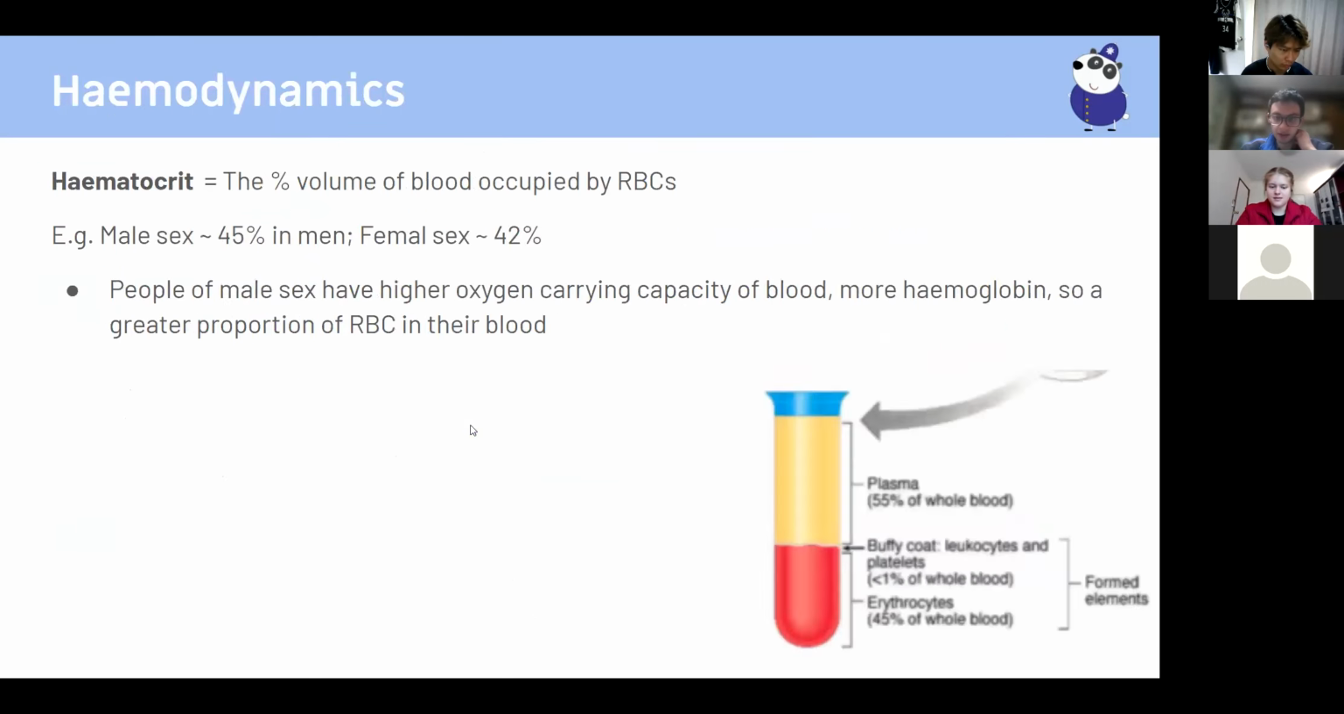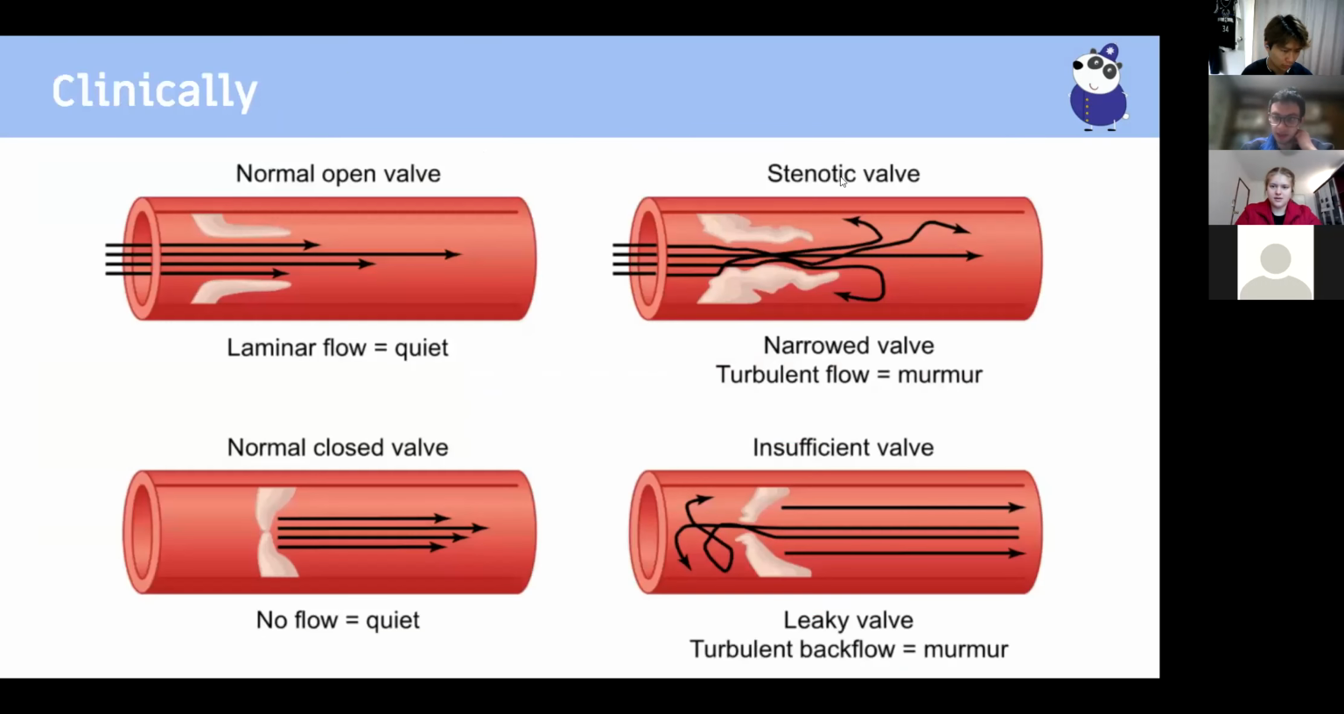Sorry, it's a bit disorganized, but it looks like this. The blood is flowing everywhere, and it's heard as a murmur. When there's a closed valve, you should hear no flow. But when there's an insufficient valve, you can get regurgitation, which is also heard as a murmur.